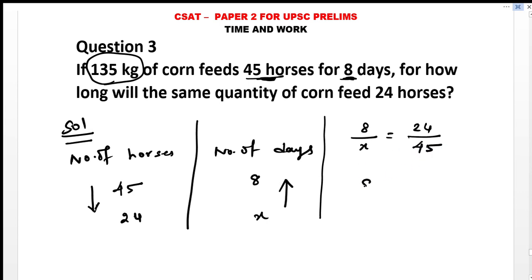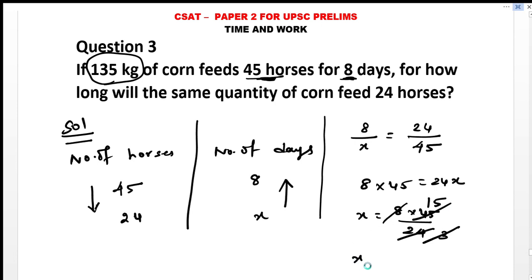8 into 45 is equal to 24x. Therefore x is equal to 8 into 45 by 24. We have to simplify: 3 into 15 times. Therefore x is equal to 15 days. So 15 days will be the answer for this question.